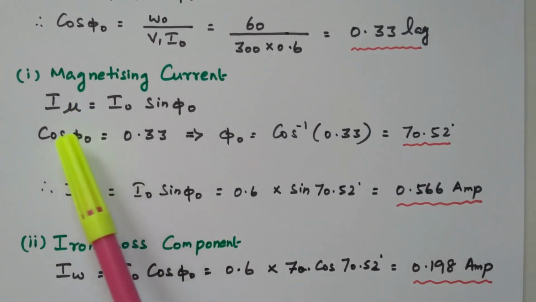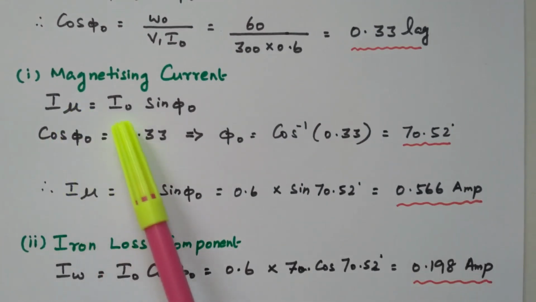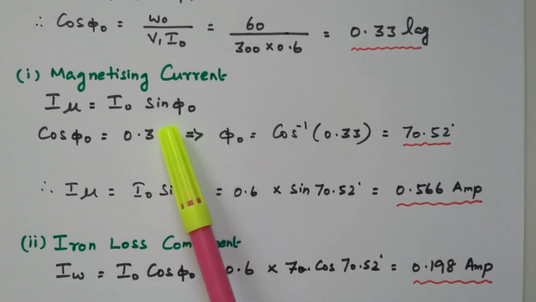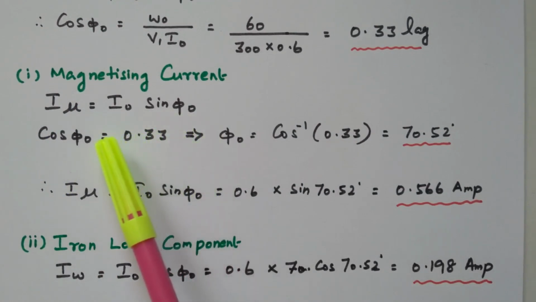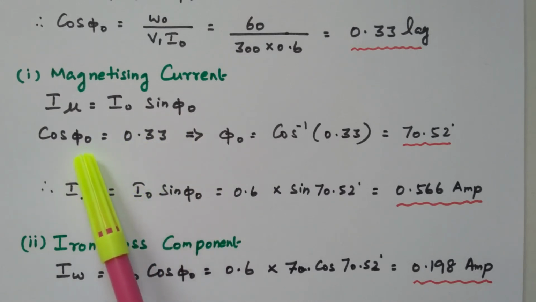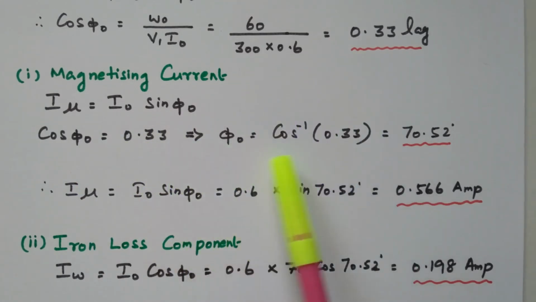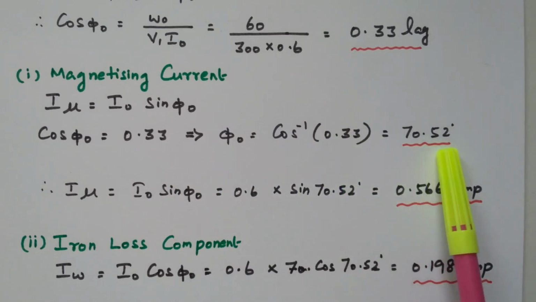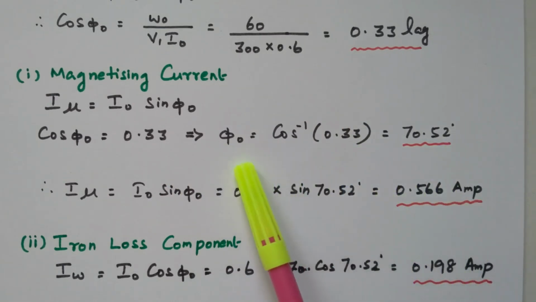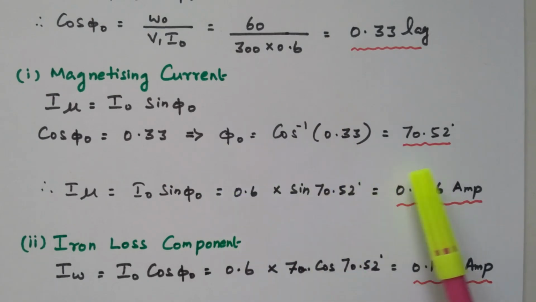The magnetizing current I mu is given as I naught sin phi naught. The formula is already given in a separate video available for the no load condition. Cos phi naught equals 0.33, as we calculated, so phi naught equals cos inverse 0.33, which is 70.52 degrees. The angle between current and voltage, phi naught, is 70.52 degrees.